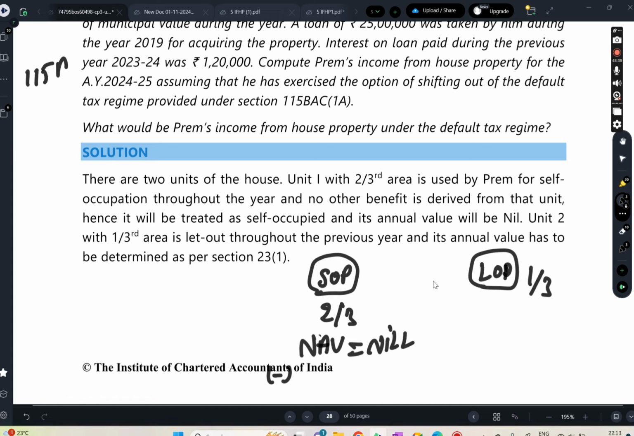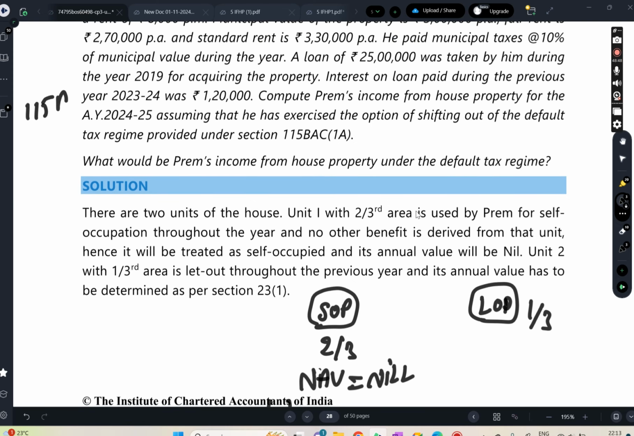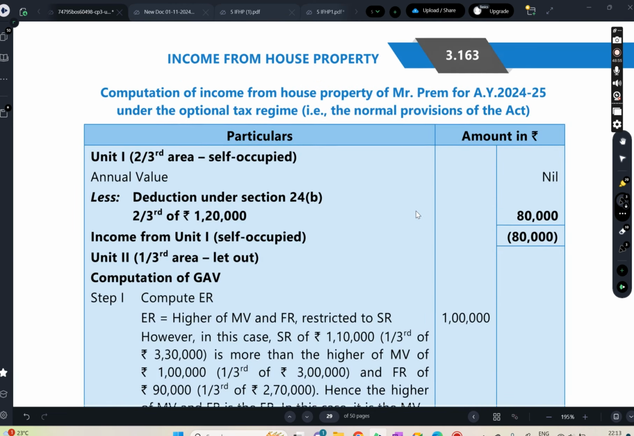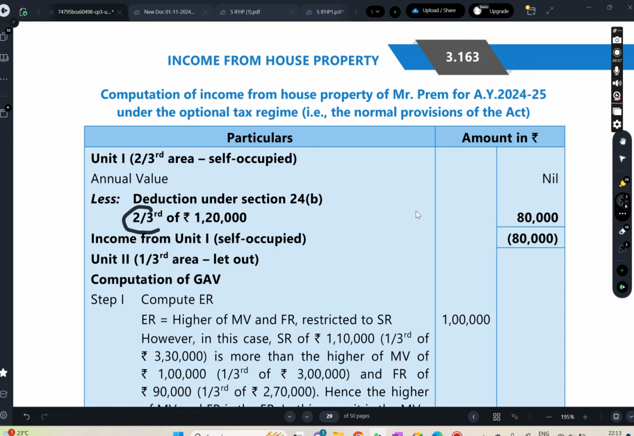So the 30% is anyway not applicable. Then I will claim the interest on borrowed capital. Okay. Now interest on loan paid during the previous year is 1,20,000. Now come here, 1,20,000. This also split it because my house is 2/3 only. So 1,20,000, if you do 2/3, you will get 80,000. So I will get loss from house property 80,000. That's all. No doubt, right?